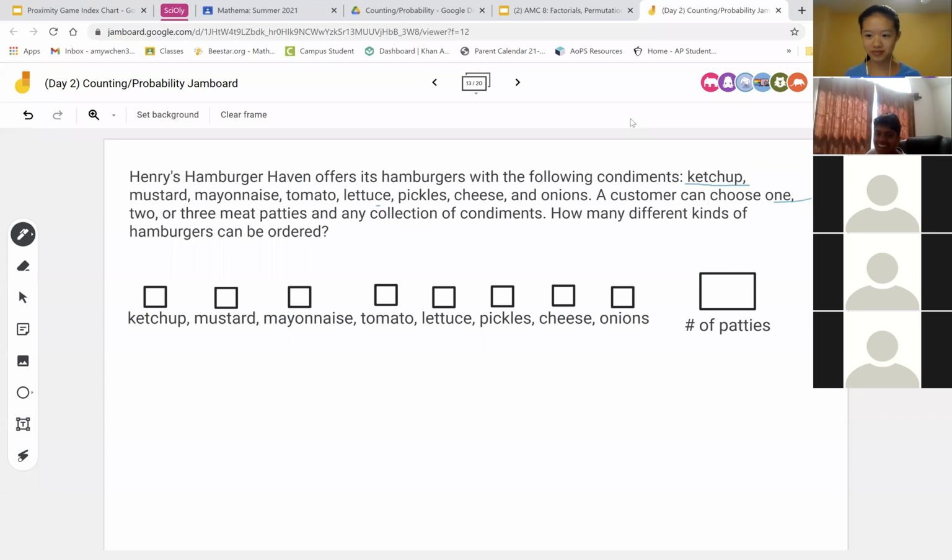Wait, Amy, did you come up with the name? Henry's Hamburger Haven. This is an AMC problem. I was about to say it should be House. House is better. We need better names. Okay, yeah. For this one, don't overthink it. Don't try to force in some combination notation if you don't need it.